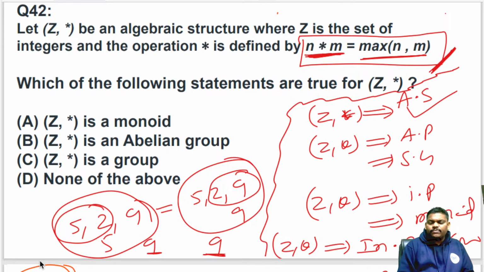Closure property is satisfied, because the result will come: if you take n * m, the result will be either n or m. Closure property satisfied, associative property also satisfied. Any 3 numbers, at the end the max only will come. Right, that is also true. So next, let's go to the identity element, after completion of the associative property.